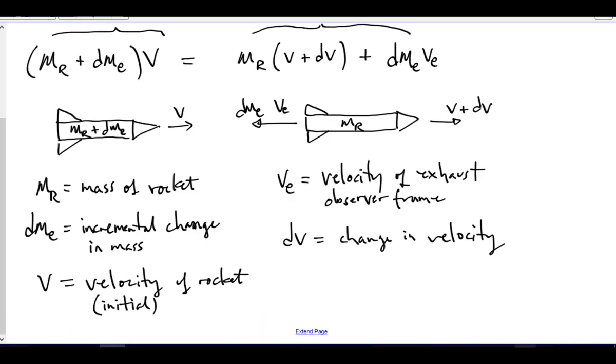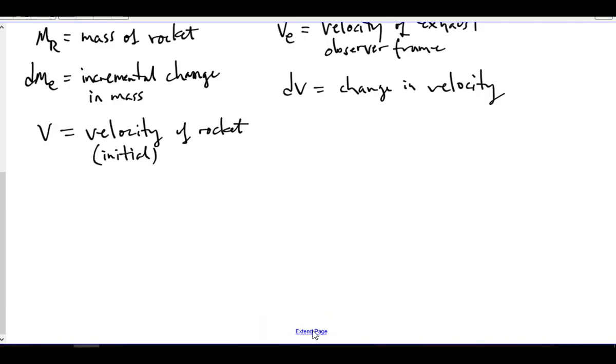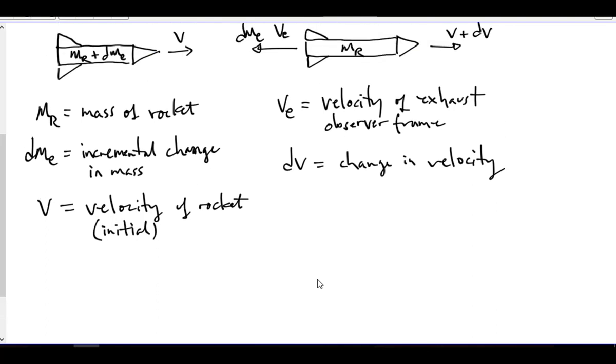Now there's one more variable that I want to define, and that is, I'm going to call it VE star. And this will be the relative exhaust velocity. What I mean by that is it's the exhaust velocity as seen from somebody in the rocket's frame of reference.